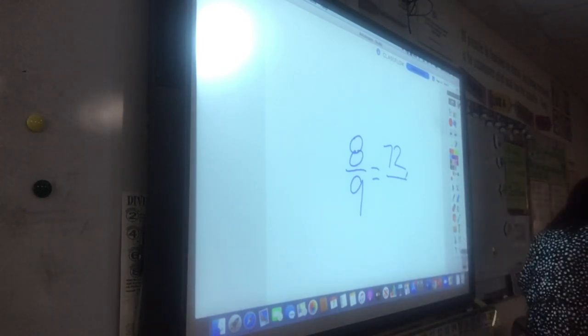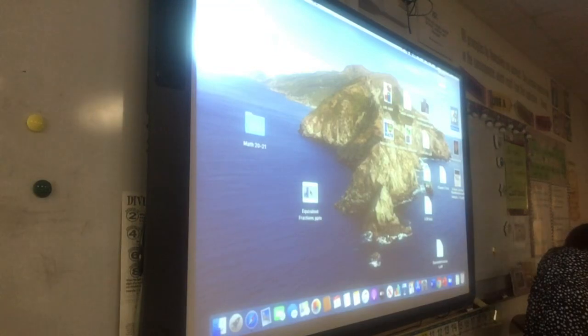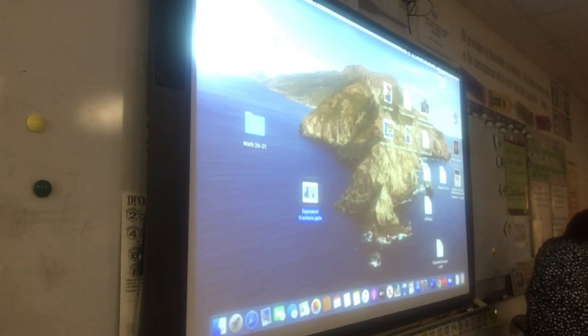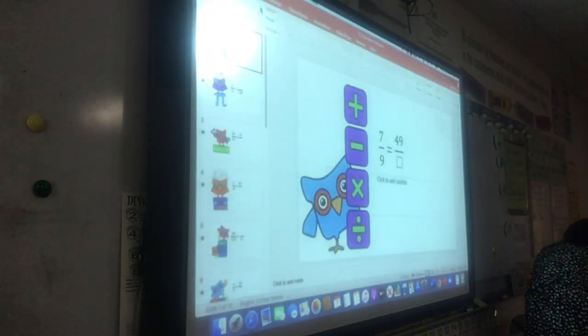Okay, we're gonna do some more of these, but I have it on this little thing right here. Okay, so we're doing the exact same thing. You've got two equivalent fractions and we are missing one of the pieces.